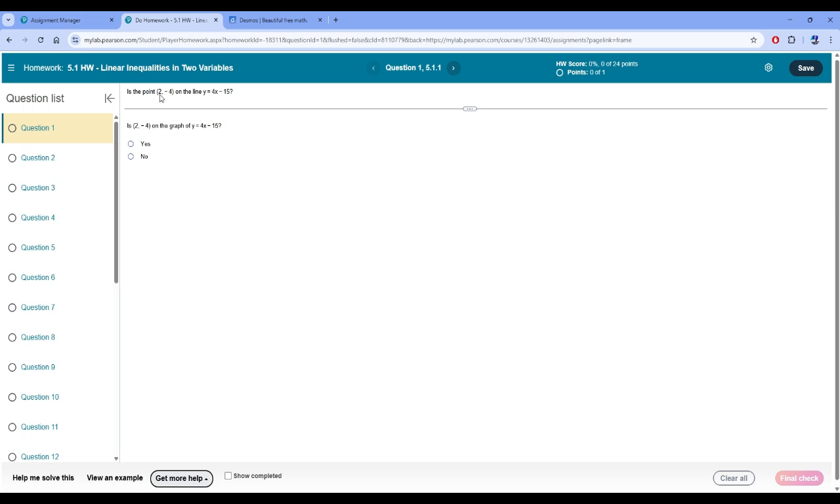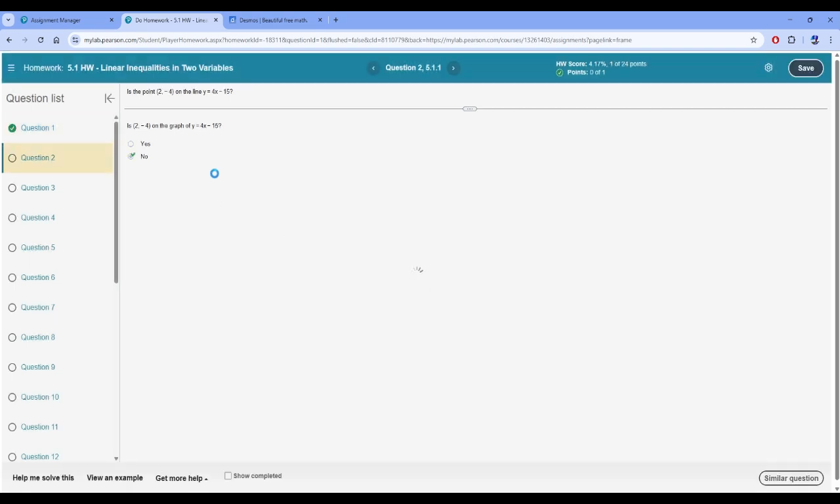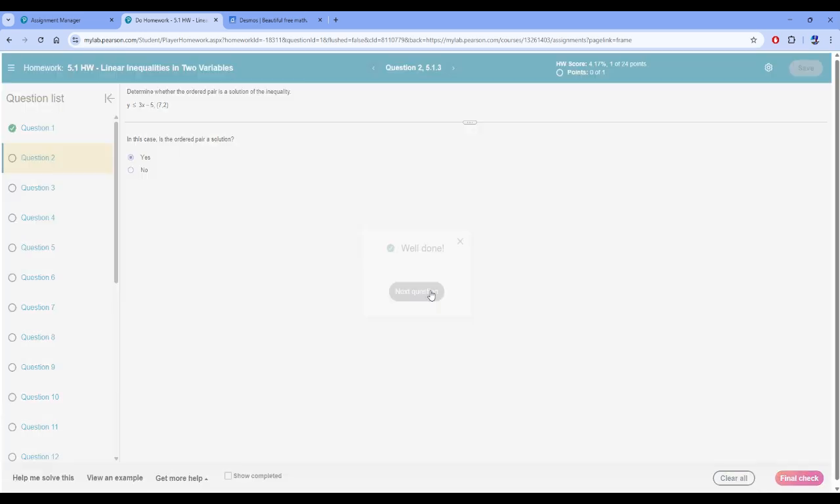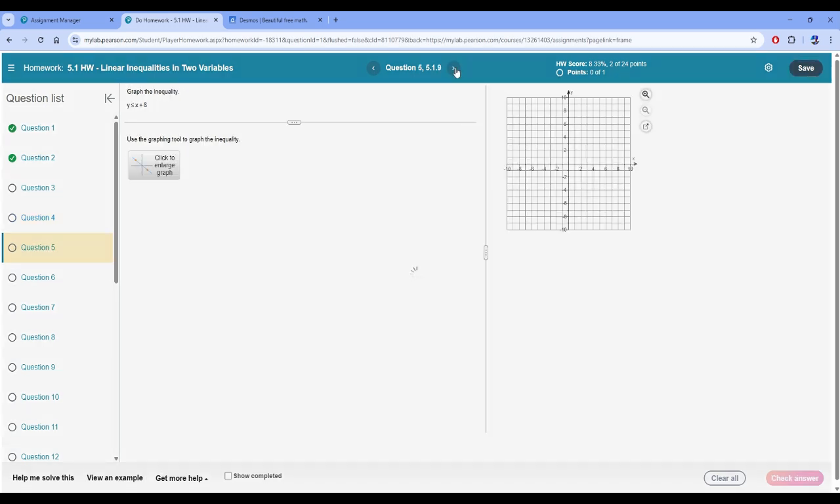All right, so let's see, is the point 2, negative 4 on the line? So if I plug in negative 4, what's 8 minus 15? 8 minus 15 is a negative something, not that. All right, here you can check this to see if it's true. So is 2 less than 21 minus 5? Yes. All right, determine if it's on the graph, same exact thing.